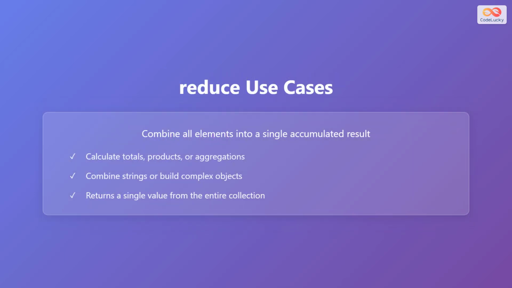Reduce is your go-to operation for aggregations. Use it to calculate totals, products, averages, or any other accumulated value. It's also useful for combining strings or building complex objects from simpler ones. Unlike filter and map, reduce returns a single value rather than a collection. This makes it perfect for summarizing data or computing statistics from your collections.